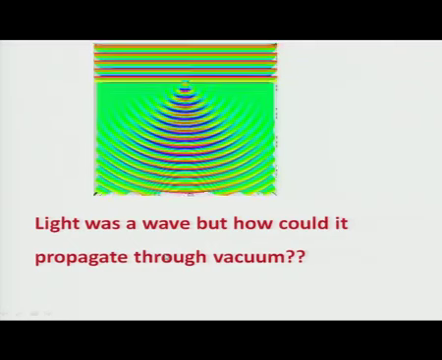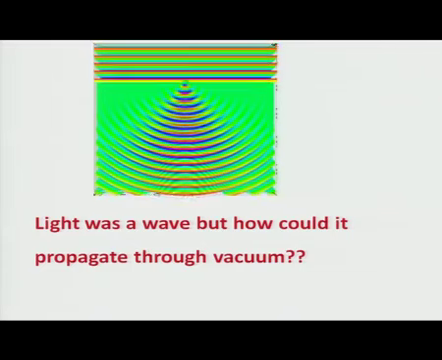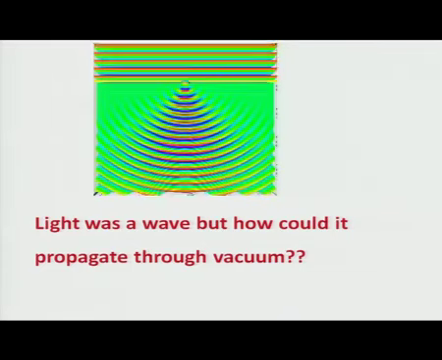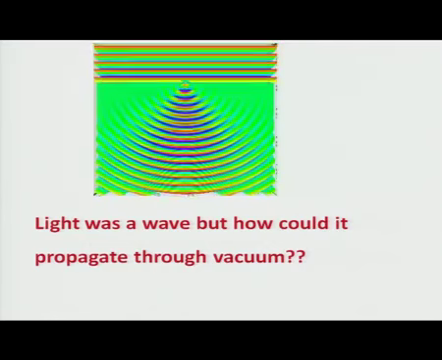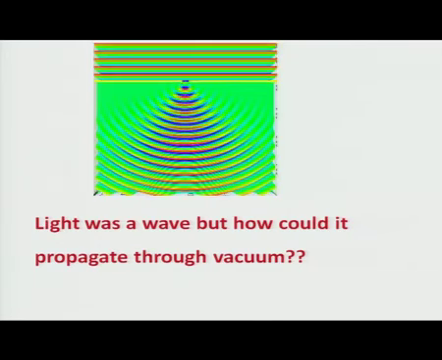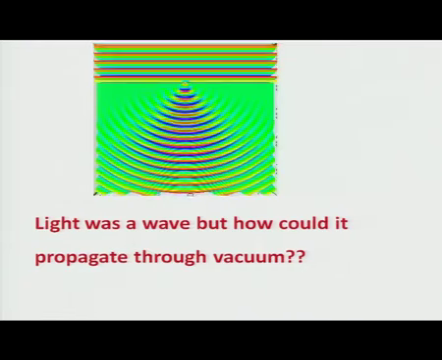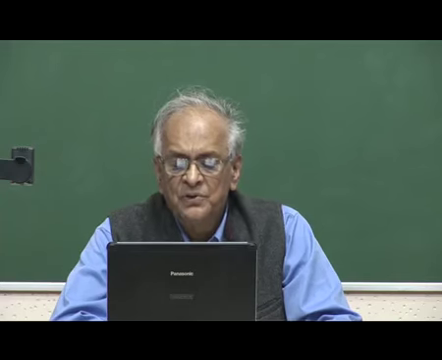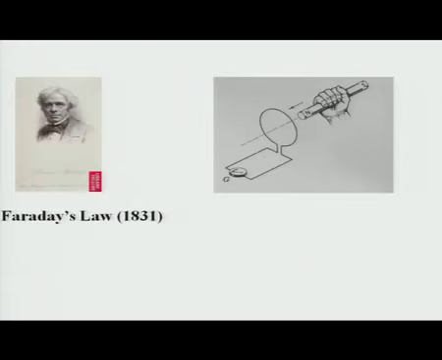Now, as we had discussed in the previous lecture, we had discussed the interference experiments, where we could establish that light was indeed a wave phenomenon. So, the wave nature of light was established in the beginning of the 19th century, but the main question was, how could it propagate through vacuum? Around the same time, the laws of electricity and magnetism were getting developed.